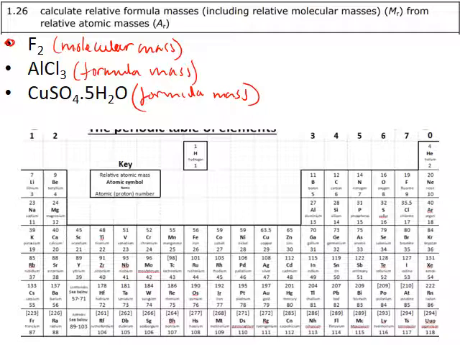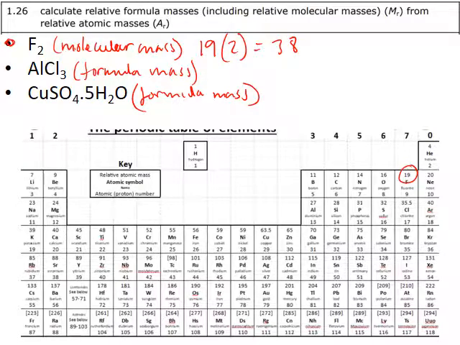So to calculate the mass of a fluorine molecule, we first need to find the AR, which is the top number in the periodic table. Once we've found the AR, we can multiply it by how many atoms we have in that molecule. We have two fluorine atoms, so we're going to times that by two. That's going to equal 38.